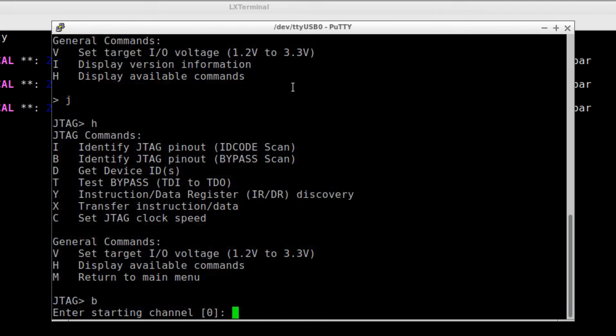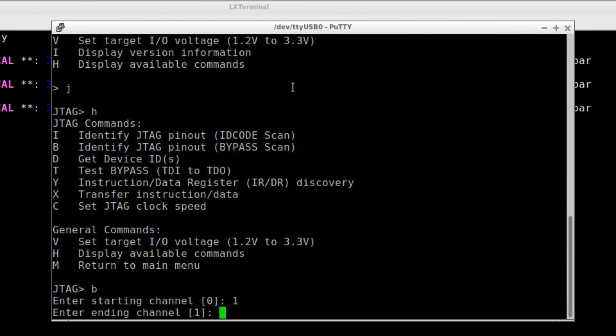As starting channel, we select 1 because our channel 1 is connected to the first pin, the pin 1 of our connector. As ending channel, we select 9 because channel 9 is connected to pin 9 of our connector. Remember that pin 10 is connected to ground, so we have only to connect channel 1 to channel 9.